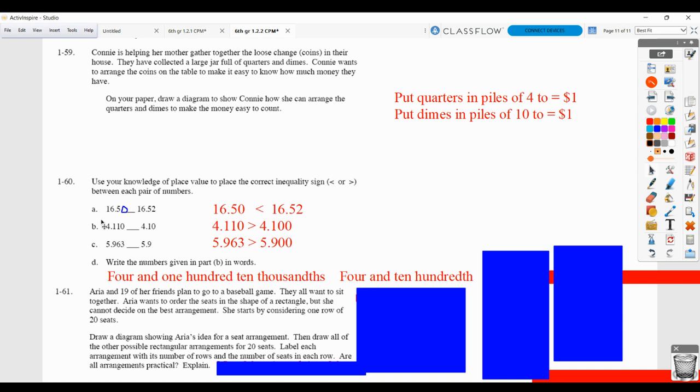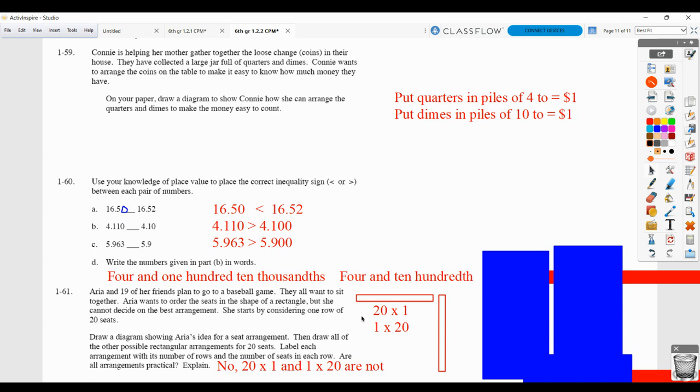For 161, Arya and 19 of her friends plan to go to a baseball game. They all want to sit together. Arya wants to order the seats in the shape of a rectangle, but she can't decide on the best arrangement. She starts by considering a row of 20 seats. They want you to draw a diagram to show her idea, and then draw all the other possible rectangular arrangements for 20 seats.